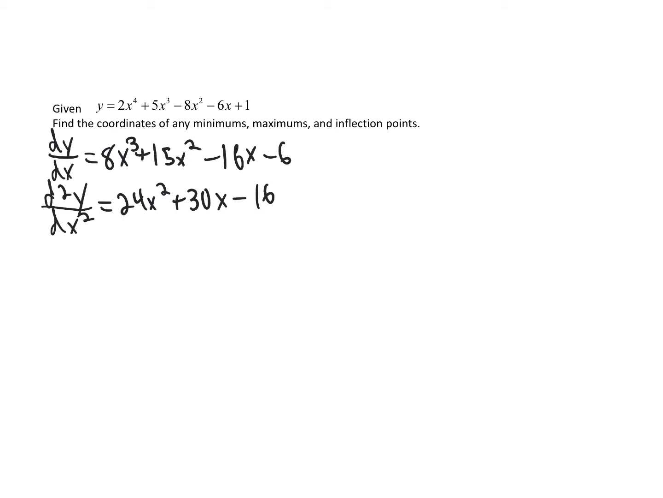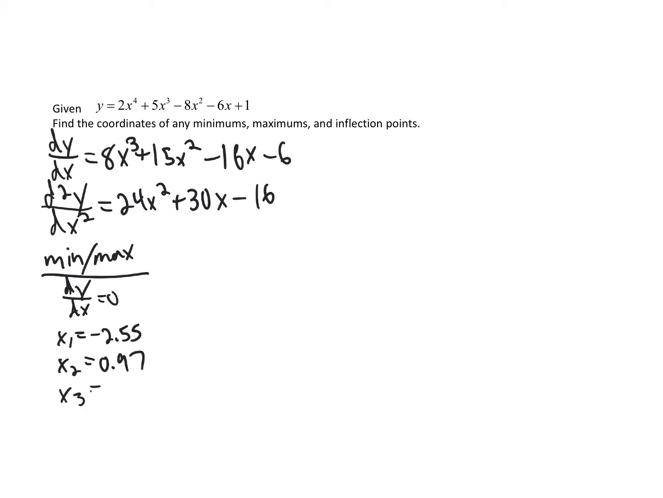Now to figure out the mins and maxes, we set the first derivative equal to 0. Now the first derivative is a cubic function, so I'm just going to use the cubic solver function on my calculator. I get x1 equals negative 2.55, x2 equals 0.97, and x3 equals negative 0.30.